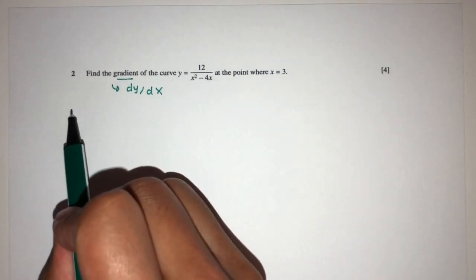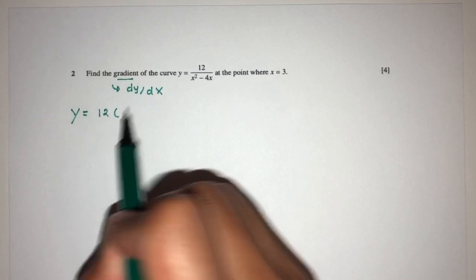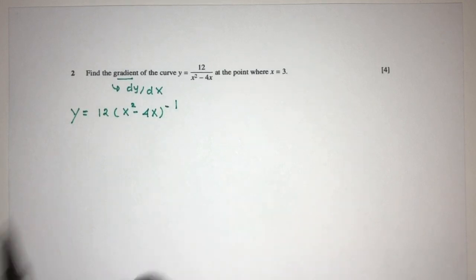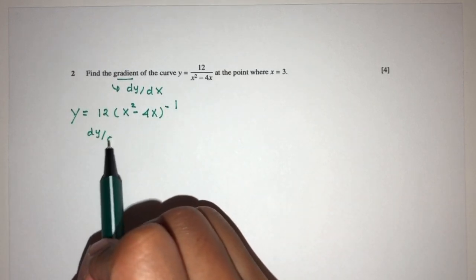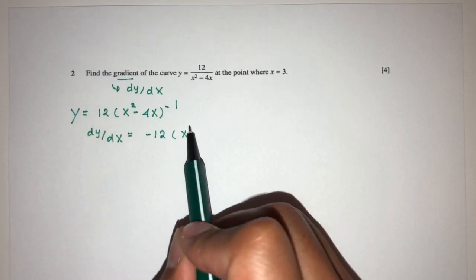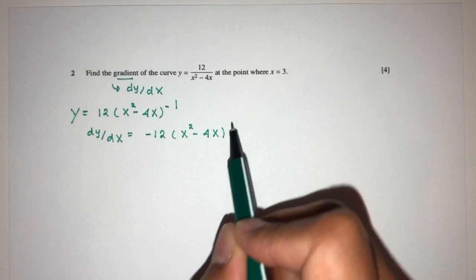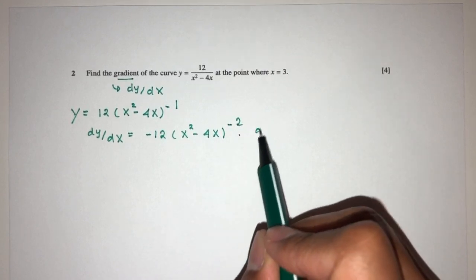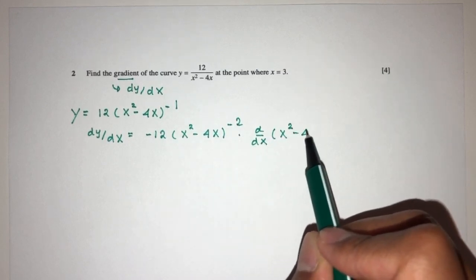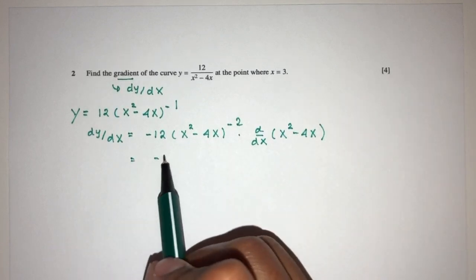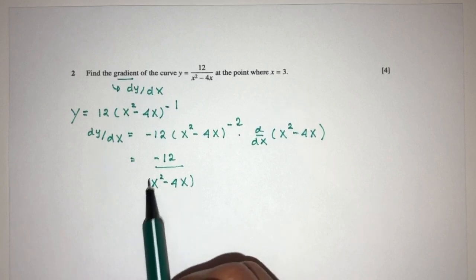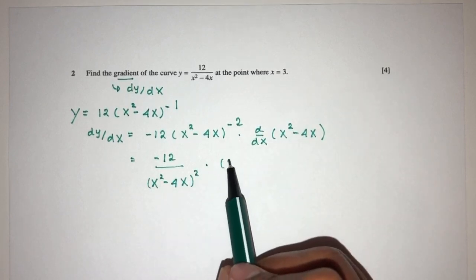Obviously, here we can rewrite y as 12 times (x squared minus 4x) power minus 1. Now dy by dx will be, we have to follow the same rules. First multiply by the power, that should be minus 12. Then we have to decrease the power by 1, that should be minus 2. And then multiply by d by dx of the value inside, that should be d by dx of x squared minus 4x. That will be minus 12 over the value of (x squared minus 4x) squared multiplied by 2x minus 4.